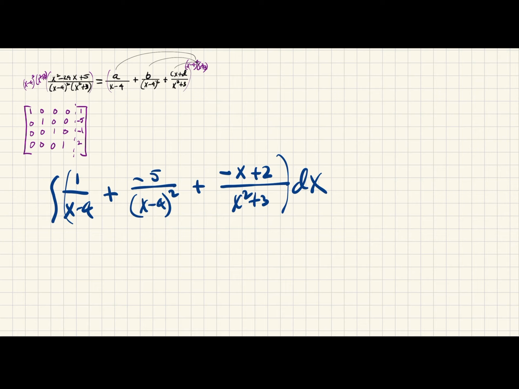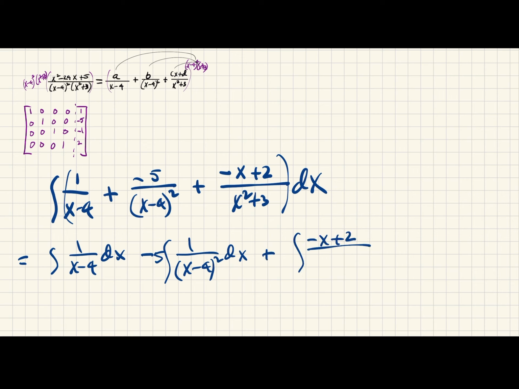How's everybody doing? All right, so let's see. I think I'm going to turn this into 3 separate integrals. So this will be the integral of 1 over x minus 4 dx, minus 5 times the integral of 1 over x minus 4 squared dx, plus the integral of minus x plus 2 over x squared plus 3 dx.